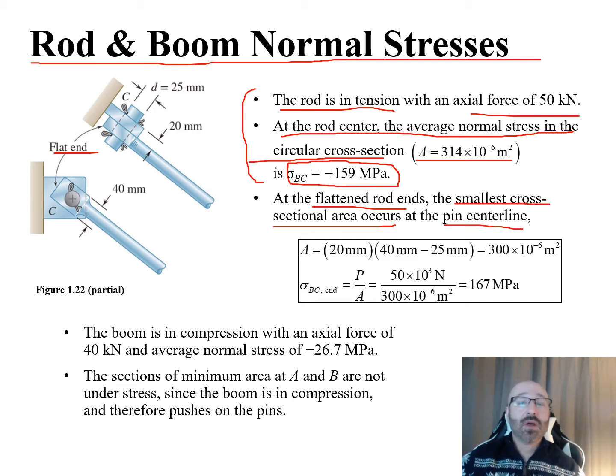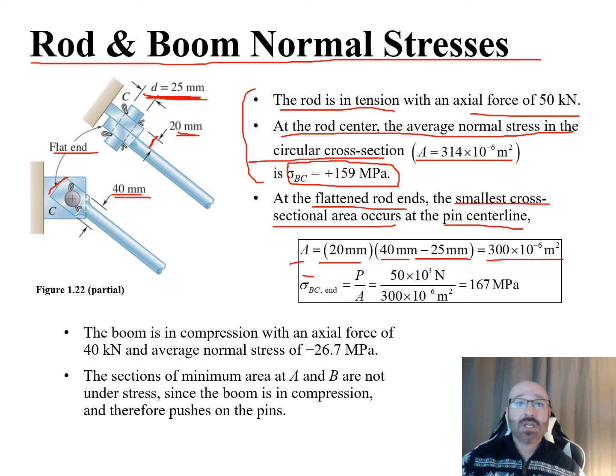Now we can take a look up here at our diagrams to double check, make sure we understand everything that's going on. There's our 40 millimeters right here, going across our pin, the head of our member. We can see the thickness from the side profile is going to be 20 millimeters, and we can see our pin diameter is 25 millimeters. So our A is going to be this 20 millimeter thickness times our 40 millimeter width, minus the diameter of the pin hole in the center, which is 25 millimeters. We do out that calculation and area becomes 300 times 10 to the negative 6 meters squared.